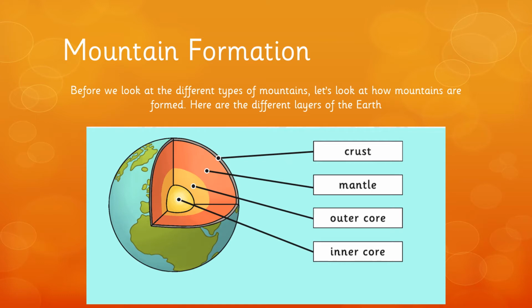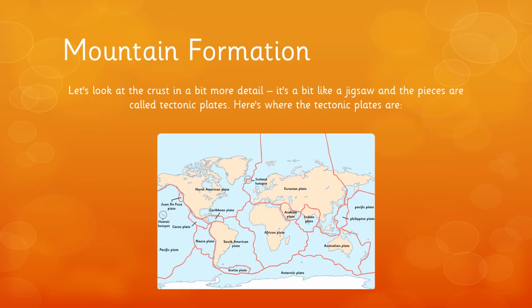Finally, the outermost layer is the crust. This is split between two types of crust, oceanic crust and continental crust. We're going to look at the crust in a bit more detail. Think of the Earth's crust as a bit of a jigsaw. The pieces are called tectonic plates. The churning of the mantle causes these plates to move, and where two plates meet, most geological activity, events such as earthquakes or volcanic eruptions, take place here.